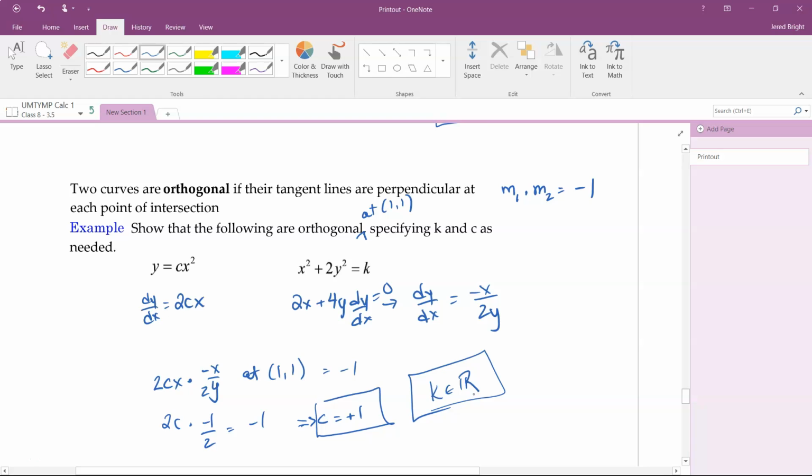Okay, so again, just another little application of implicit differentiation here, and I think we should be good to go and ready for a workshop. So I'll see you then.